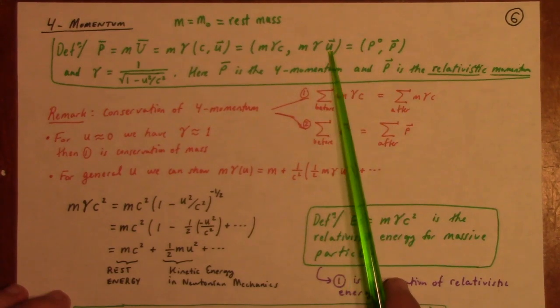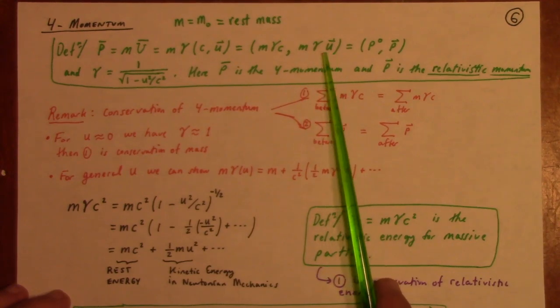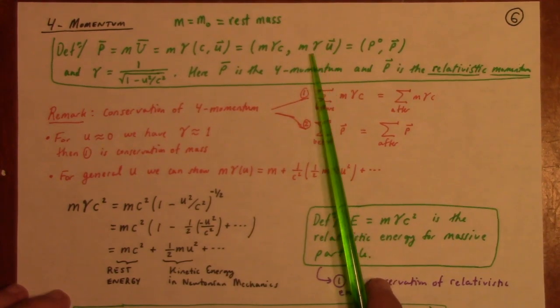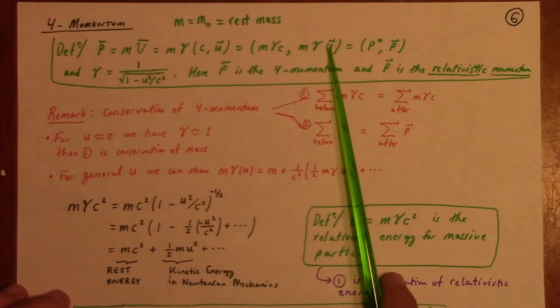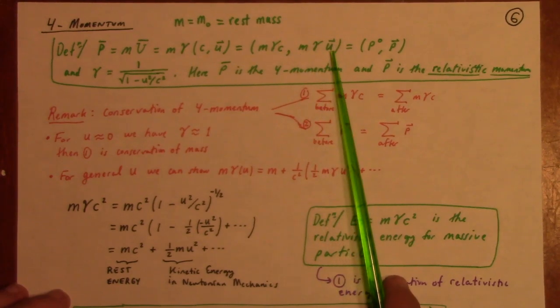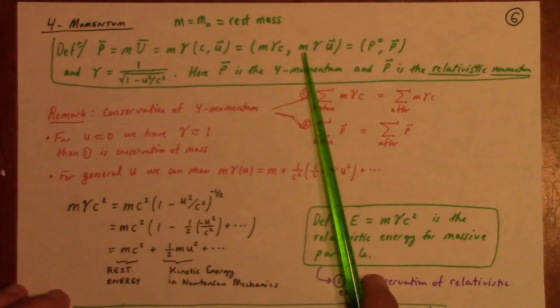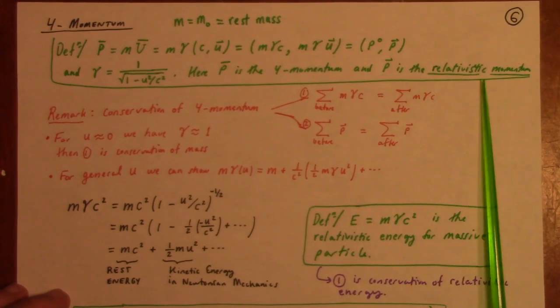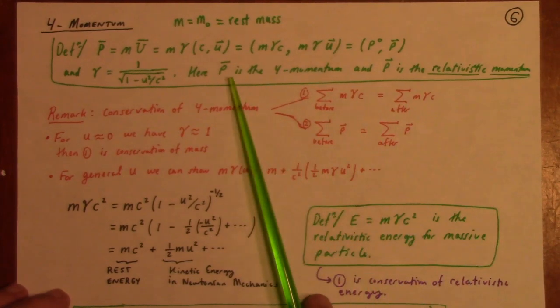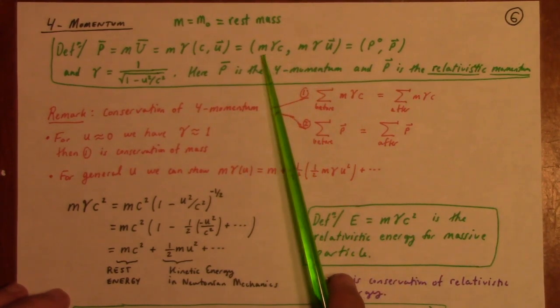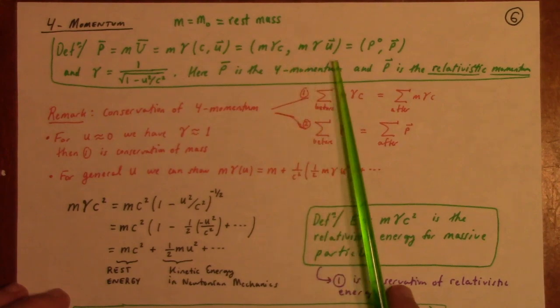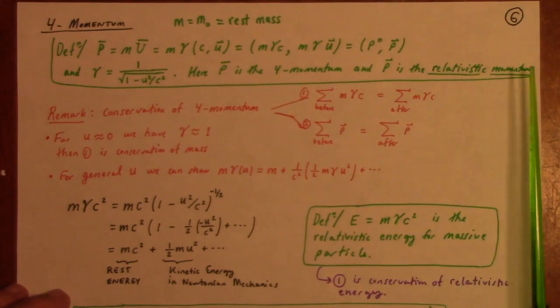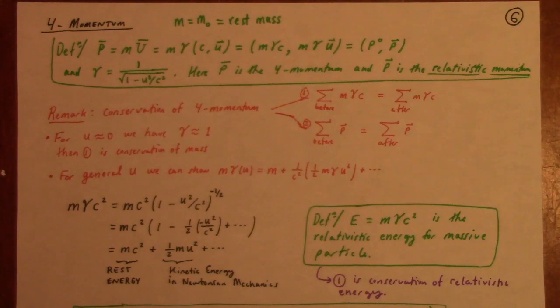The spatial part here, m gamma u, is what I would typically call the relativistic momentum. So it's got ordinary velocity times gamma times m, the rest mass. That's what the relativistic momentum is. P is the relativistic momentum. So the four-momentum has m gamma c paired with the relativistic momentum. So what is this time component of the four-momentum about anyway, right?